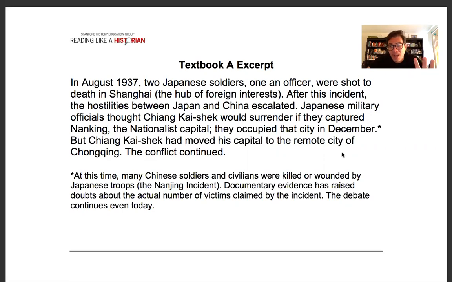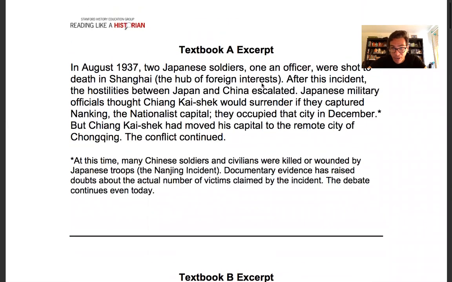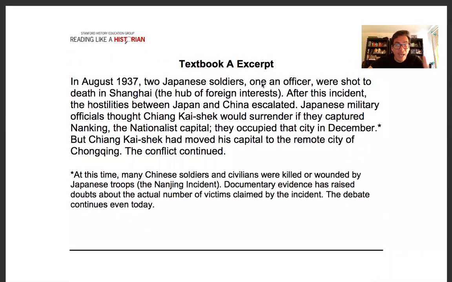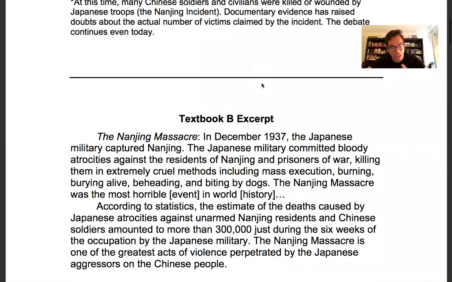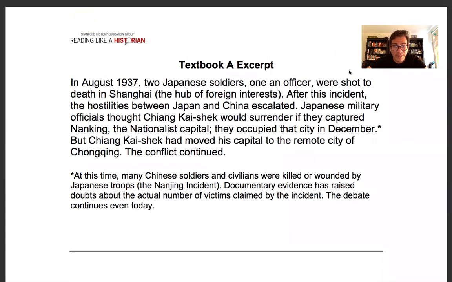Now, with this game, our task is going to be a guessing game: which of these two textbook accounts is Chinese and which one is the Japanese version of what happened. Now, why is this important? I think it's important because it's going to help us understand why there's still this debate, right? Like why people are still not sure what happened, why we're doing this as high schoolers, why we're having to try to figure out what really happened, okay?